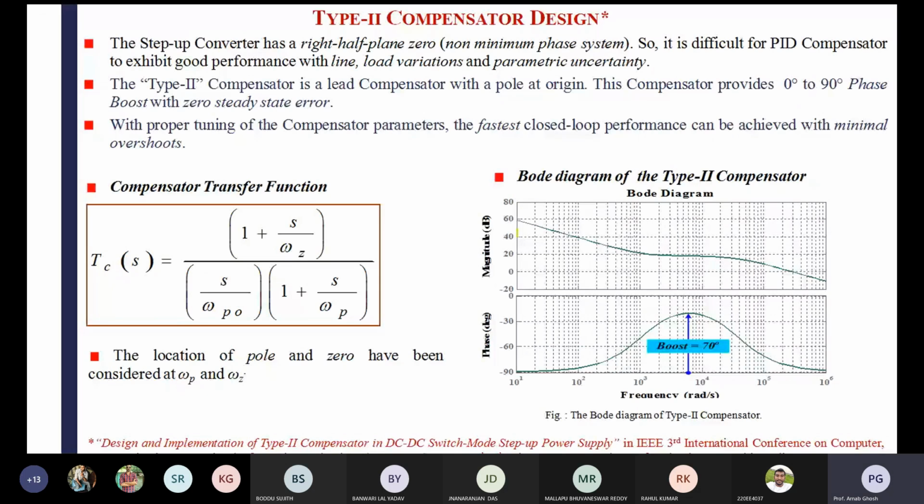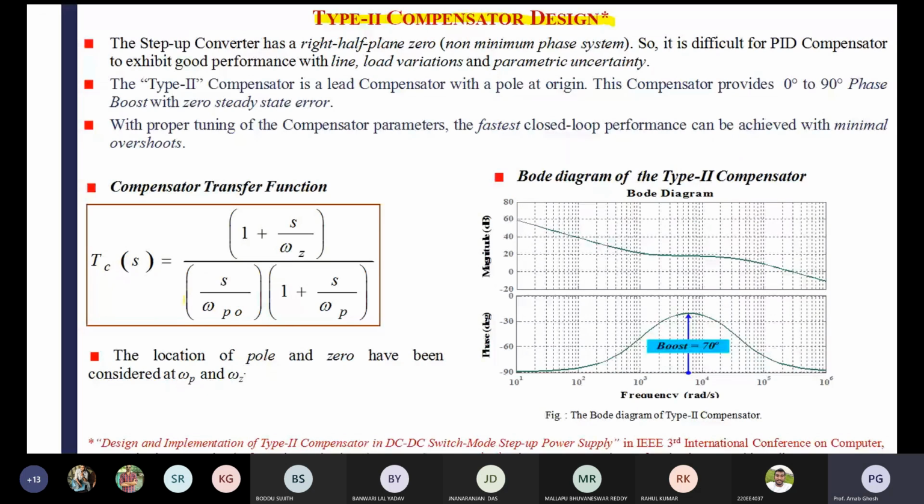That portion I have already discussed in the type 2 compensator. You can follow this paper, where it is given in detail: the design and implementation of a type 2 compensator in a DC-DC switch mode step-up power supply.